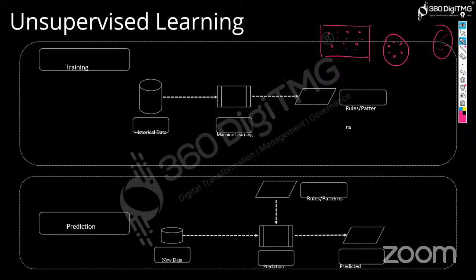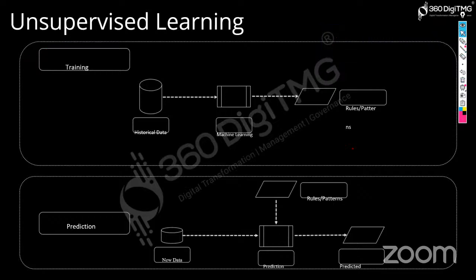You get your historical data, pass it to the machine learning, and based on that, you get some patterns. This is how you train your data. When you are fully satisfied, you take the new data, that is the data given by the client, and you use your rules and patterns on that, and you get the prediction.